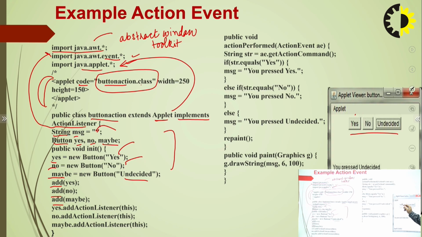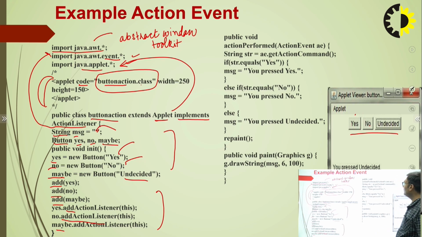Now I need to take the action when I press either yes, no, or undecided. So the action listener will be called based on the clicking of these three buttons. If I am clicking the yes button, then I am adding an add action listener method here. If I am clicking no, then I am again doing the same thing. If I am clicking the maybe button, I am doing the same thing again. So in this way, action will be performed when these three buttons are clicked.